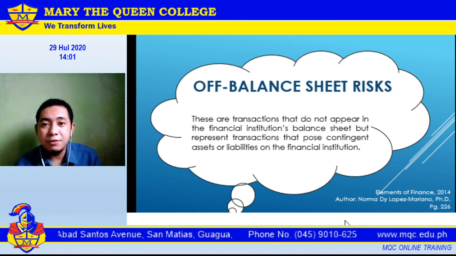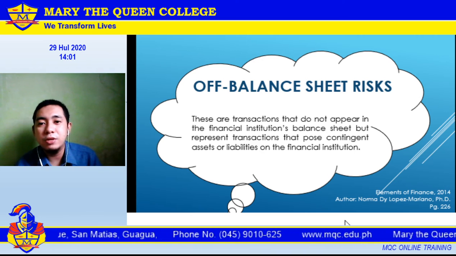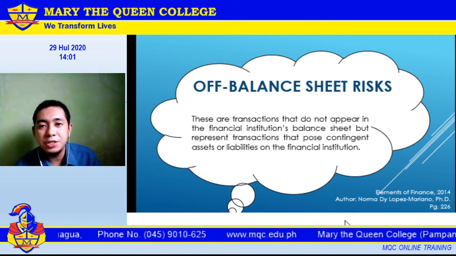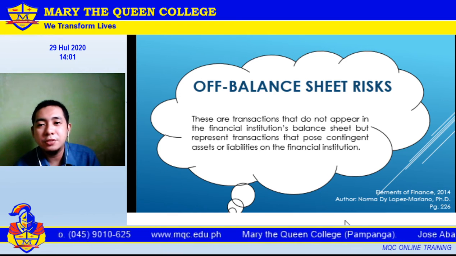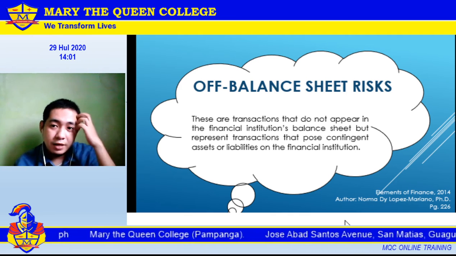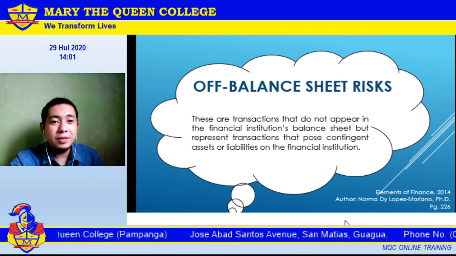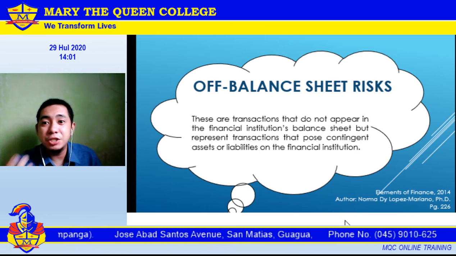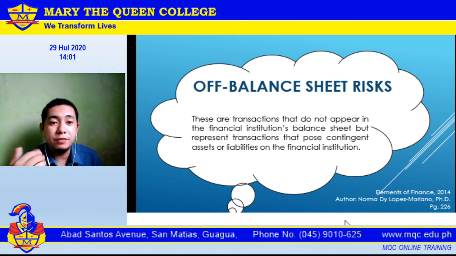Then, off-balance sheet risk. These are transactions that do not appear in the financial institution's balance sheet but represent transactions that pose contingent assets or liabilities on the financial institution. So, ibig sabihin, these are intangible things as part of the risks.